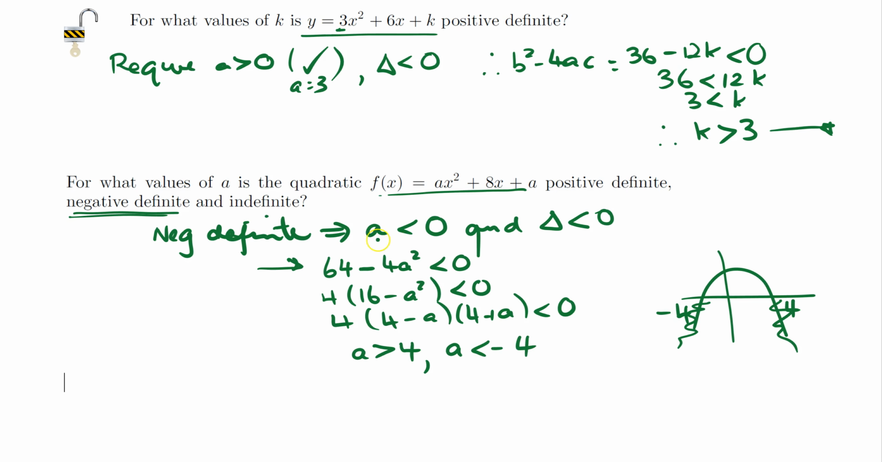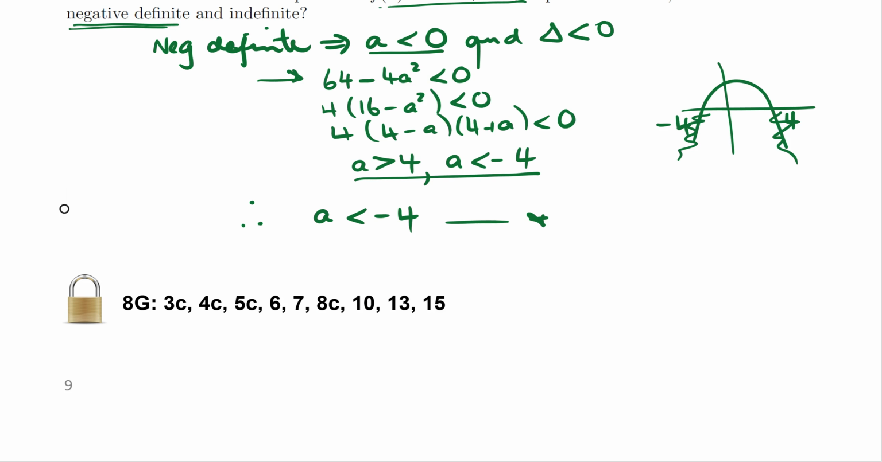But because I need, so these will give me a definite curve, I need a negative definite, so I need my value of a to be less than 0. So to be less than 0 and to be in here, I'm going to be looking for values of a which are less than -4 as my solution. So have a go at these out of the textbook. I think you'll find that as long as you read carefully and are careful with your algebra, then there shouldn't be an issue.